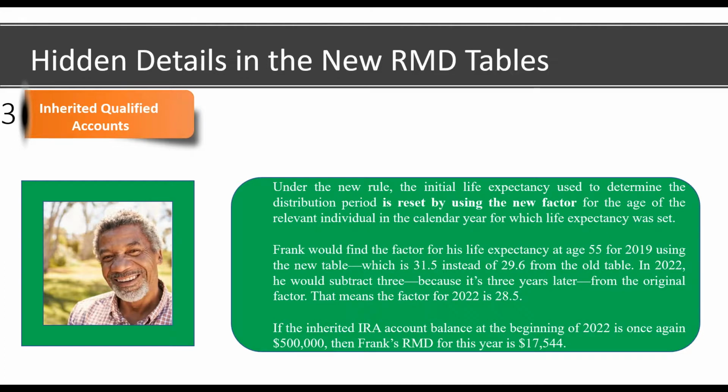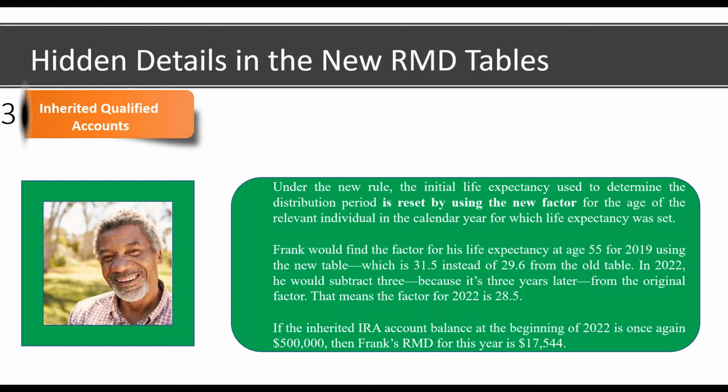And so if the inherited IRA has a beginning of year balance at beginning of this year of 500 grand, his payout is $17,544 using that new recalculated factor. And again, Frank's RMD for this year is less than it was for last year. And so that's one of the things that's hidden in the new rules, that we're recalculating RMDs for inherited accounts that are pre-SECURE inherited accounts based on the new factors. And so it's something that you need to be aware of.